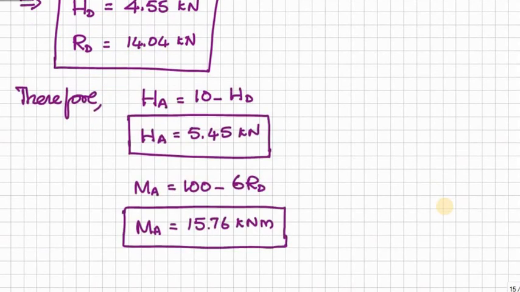We can substitute these two values in our HA and MA expressions because HA is equal to 10 minus HD. Therefore, HA is equal to 5.45 kilonewton. Then MA is equal to 100 minus 6 times RD. Therefore, MA is equal to 15.76 kilonewton meter. So now we have mostly all the required parameters to find the internal forces, that is joint moments, so that we can draw the bending moment diagram.